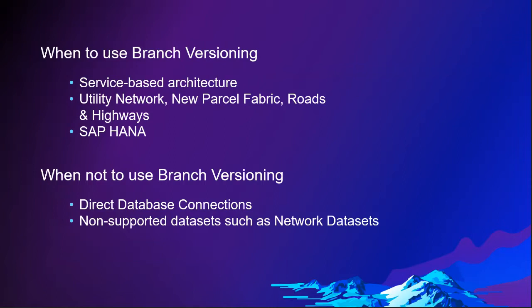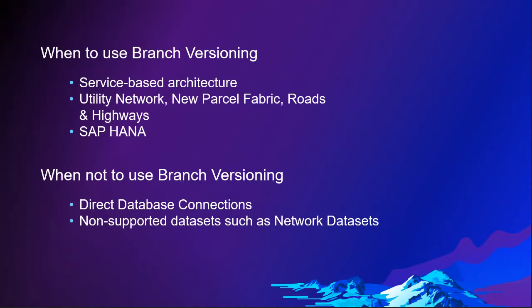The parcel fabric, the new parcel fabric that is an ArcGIS Pro services-based product, as well as roads and highways. And then if you're connecting to SAP HANA, which is a very specific type of database that actually requires branch versioning, that's where we use branch versioning. When not to? Direct database connection.